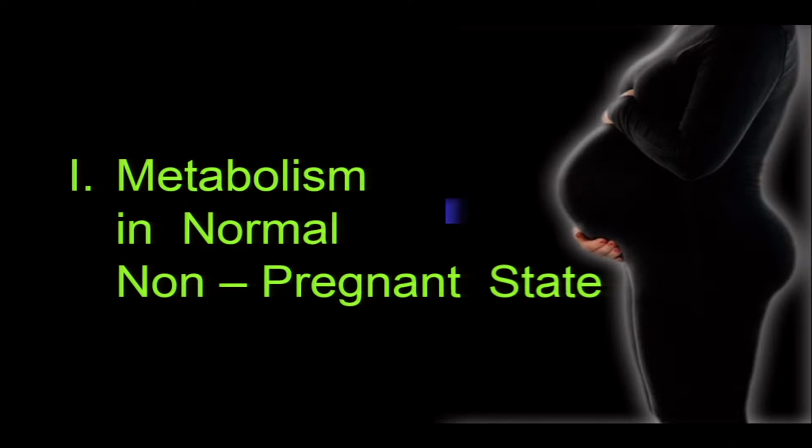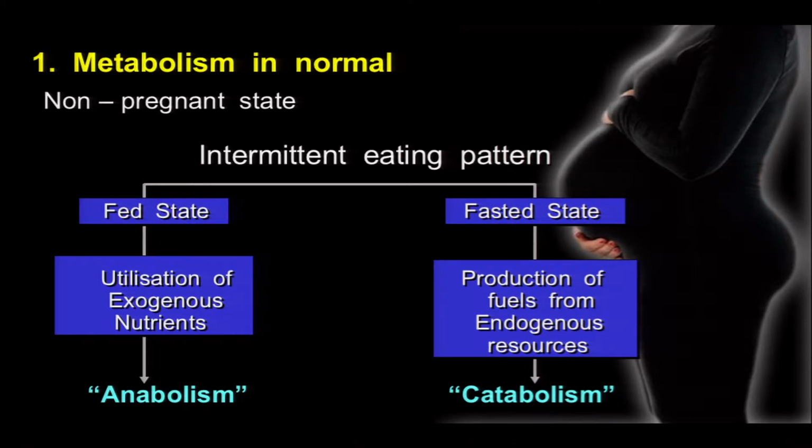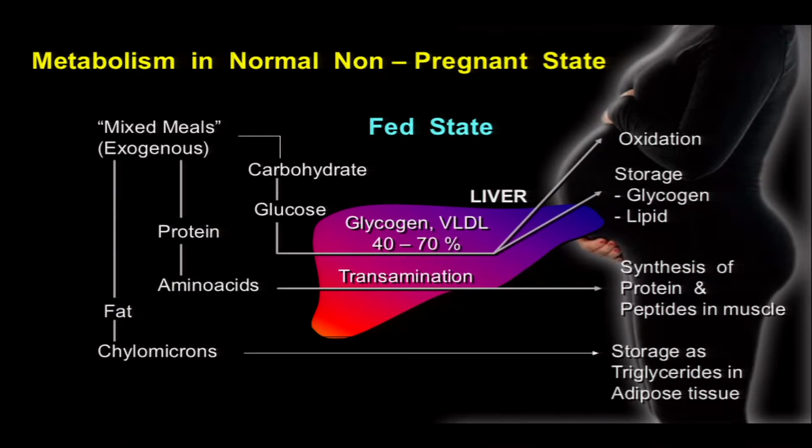In the normal non-pregnant state, by virtue of our intermittent eating pattern, you have a fed state and a fasted state. During the fed state, there is utilization of exogenous nutrients resulting in anabolism. And during the fasted state, you have production of fuels from the endogenous resources, therefore there is catabolism. Now let's look at it in greater detail. During fed state, carbohydrates are broken down to glucose, which is utilized for oxidation or stored as glycogen and lipids. Proteins are broken down to amino acids, and they are resynthesized as proteins and peptides in the muscle. And fat is converted into chylomicron, which is stored as triglycerides in the adipose tissue.